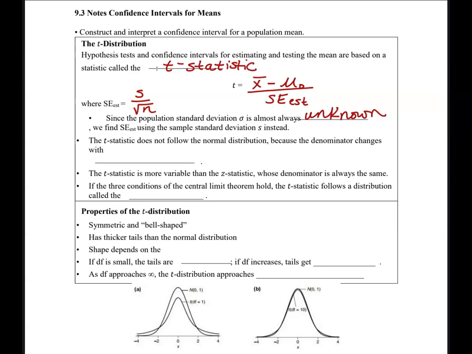The t-statistic does not follow the normal distribution because the denominator changes with the sample size. Depending on what the sample size is, the shape of that t-distribution will vary slightly. It will still be symmetric and bell-shaped, but it's going to vary slightly compared to the regular normal distribution. It's got more variation than that z-statistic because that denominator always stayed the same.